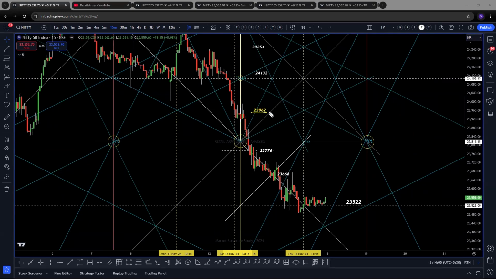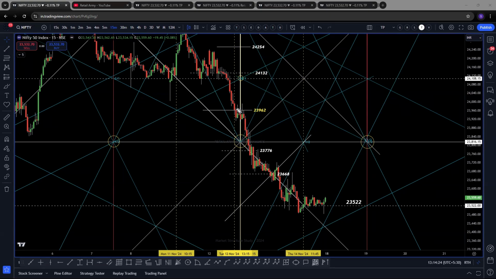What happened was our vibration point, right? Our vibration level or Gann angle, or whatever you want to call it, for the previous week was 23,962. Now there are so many levels, and the question is why this level is the vibration point. I'll explain that when I explain the Gann levels for next week.